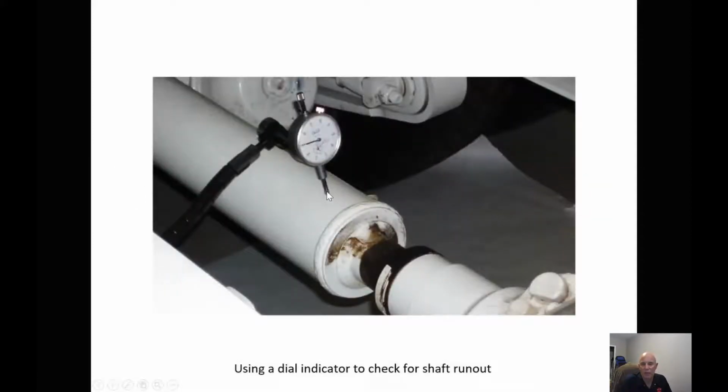And this is where we set the dial indicator on a stand or on the floor, lift up a rear tire, undo the brakes, and just rotate the drive shaft. Again, make sure it's not near the weight. And we're just going to record what the driveline runout is.